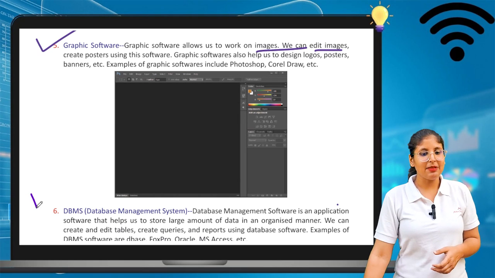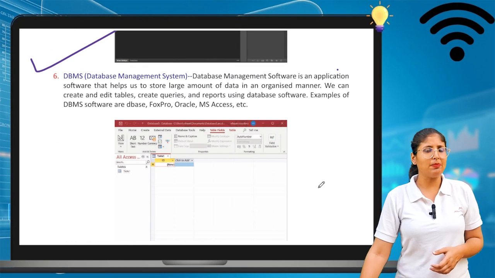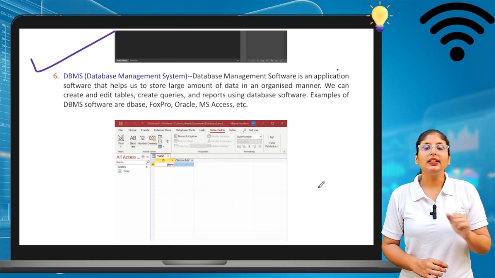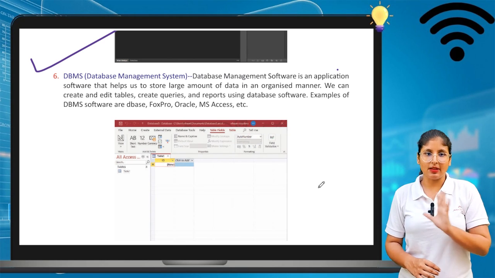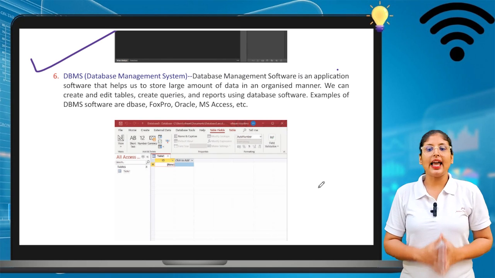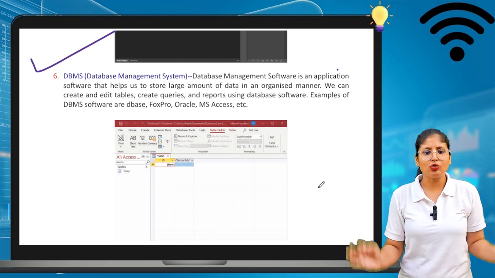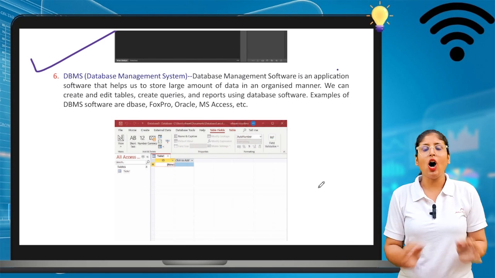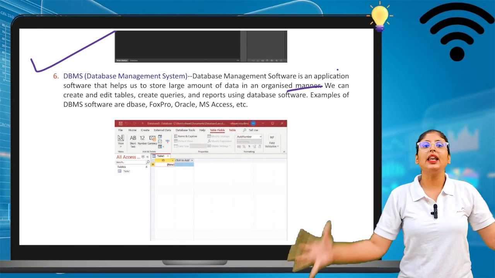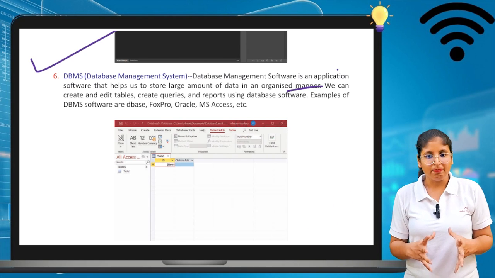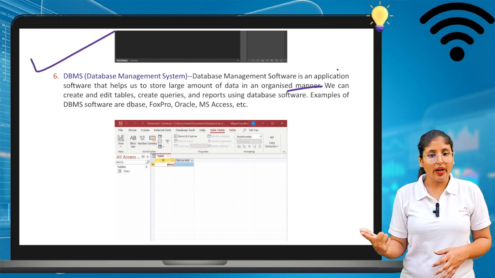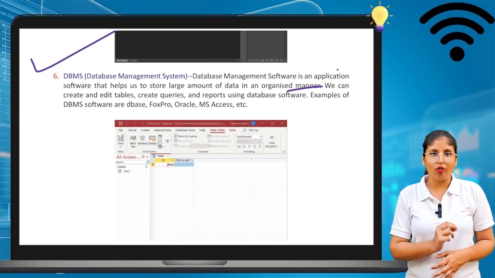Next is DBMS. What does DBMS stand for? That is Database Management System. Database management software is an application software that helps us store large amounts of data in an organized way. In an organized way, we can manage and store our data. We can create and edit tables, create queries, and reports using database software.